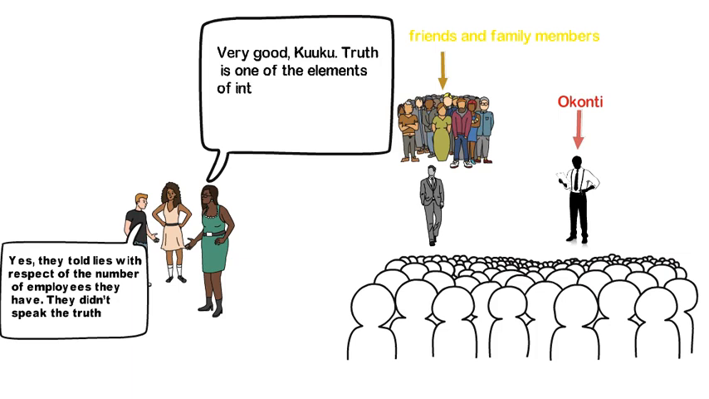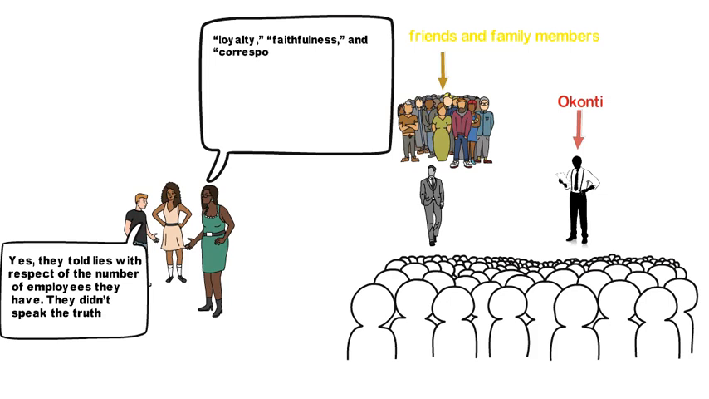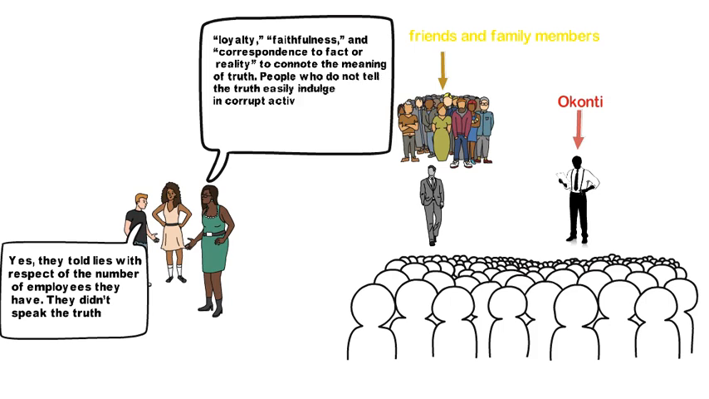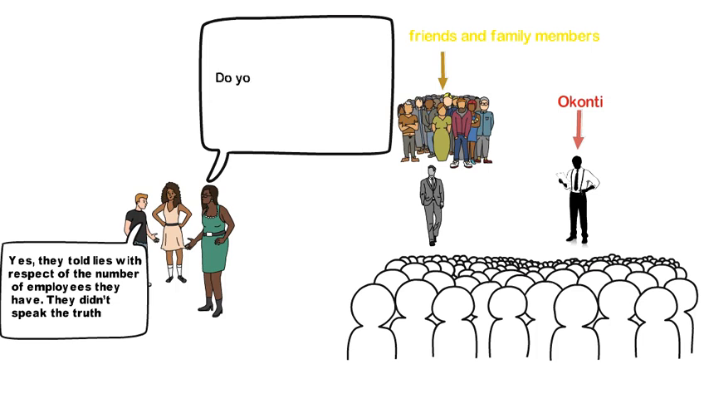The Encounter Dictionary, 2009, uses loyalty, faithfulness, and correspondence to fact or reality to connote the meaning of truth. People who do not tell the truth easily indulge in corrupt activities. They tell lies even when they are caught in their acts. Do you see any other wrong thing in the scenario?